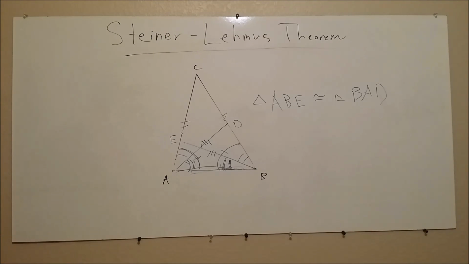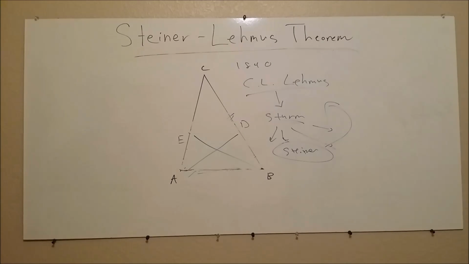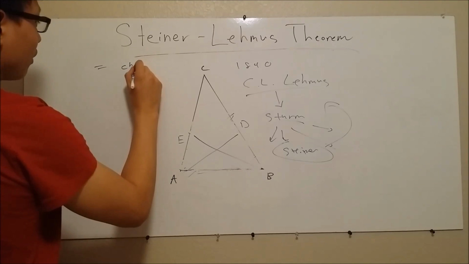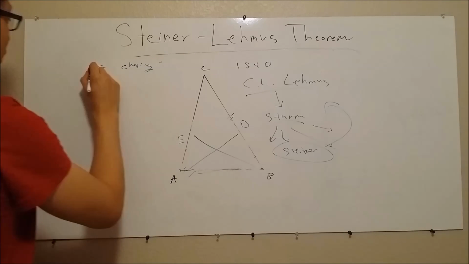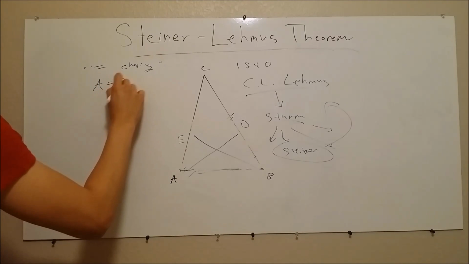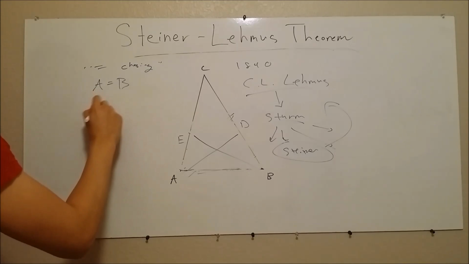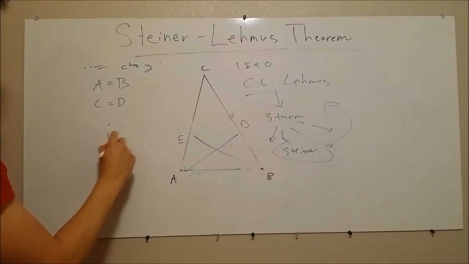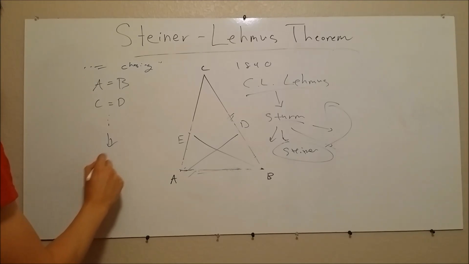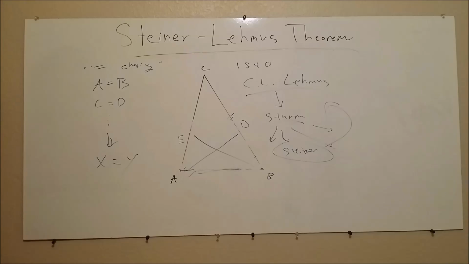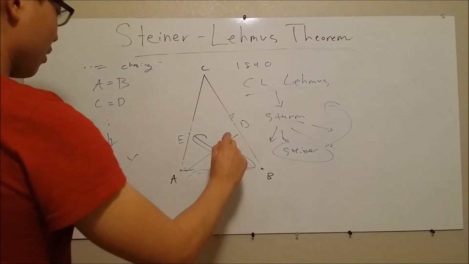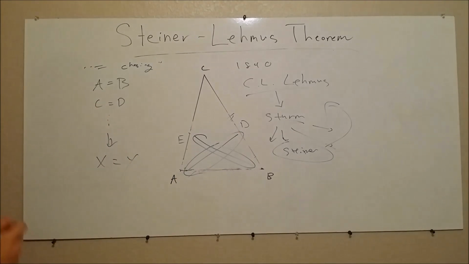Now what we showed here is something that we call an equality chasing proof. That's because we assumed A equals B, C equals D, and we move on, and we see that, yes, indeed, X equals Y. In our case, this segment here and this segment here are equal.